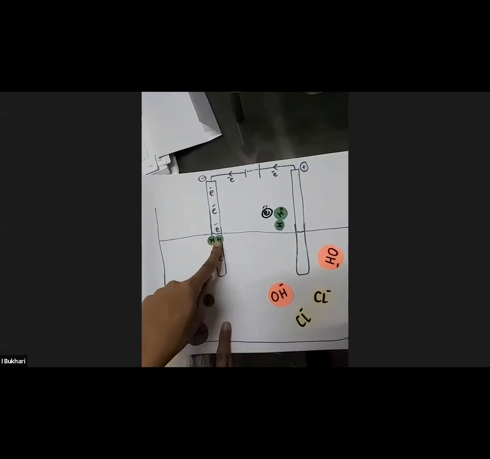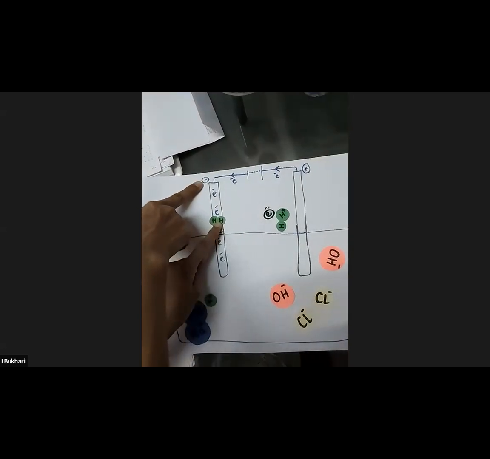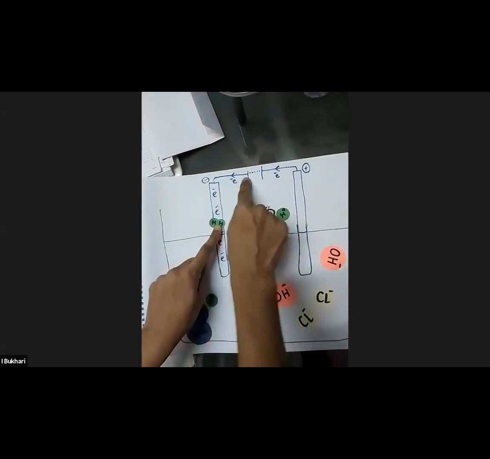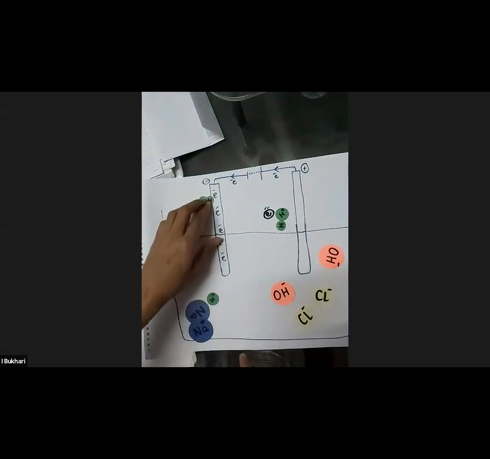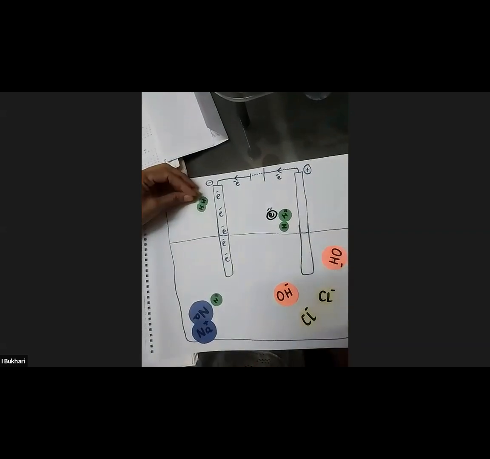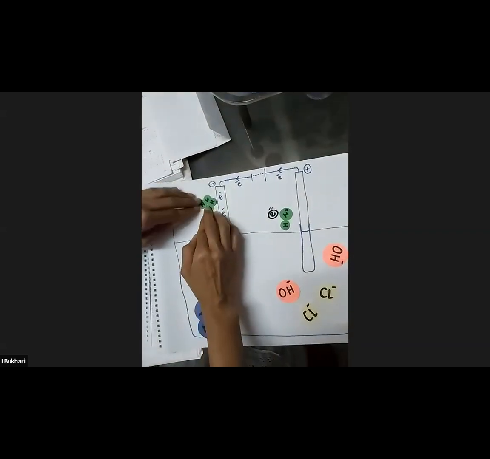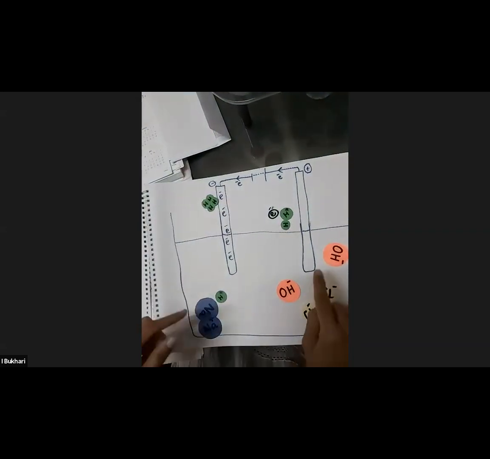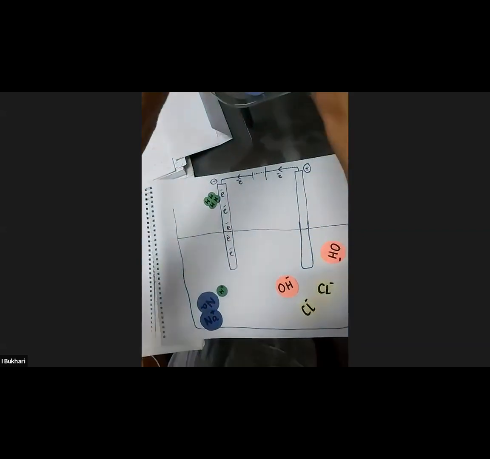And so this hydrogen gas will be released at the cathode, right? Cathode, because it is connected to the negative terminal of the battery. It's negatively charged. So we will have hydrogen gas here near the cathode. Okay, hydrogen gas collected here. Right, now, what about the anode?